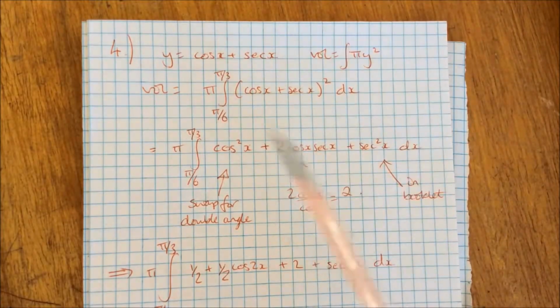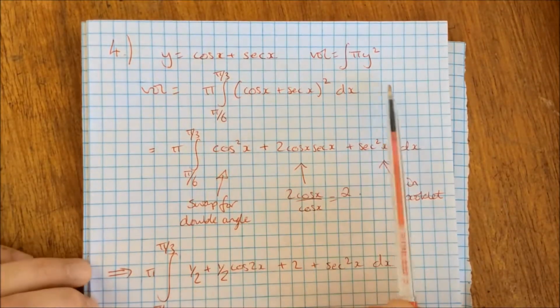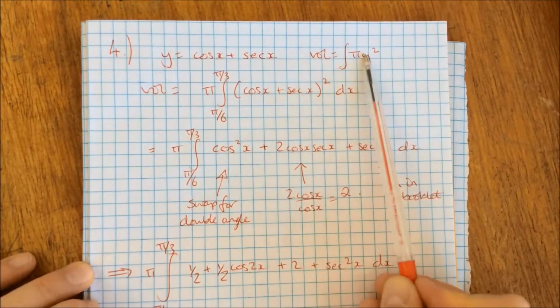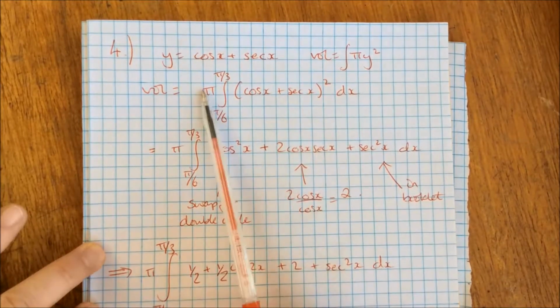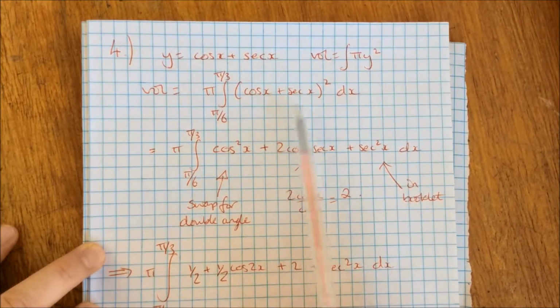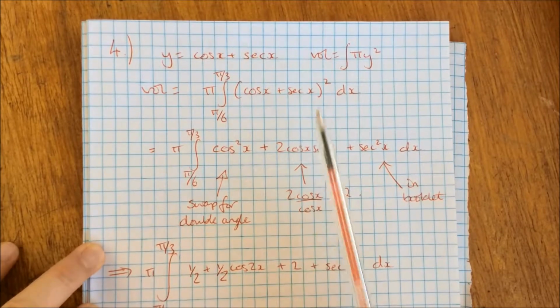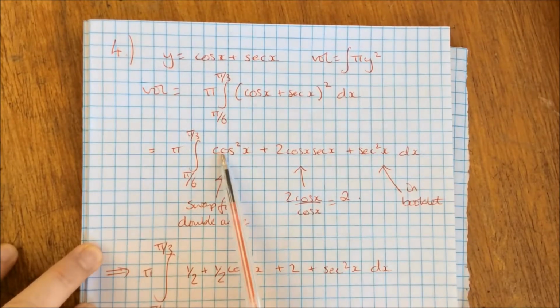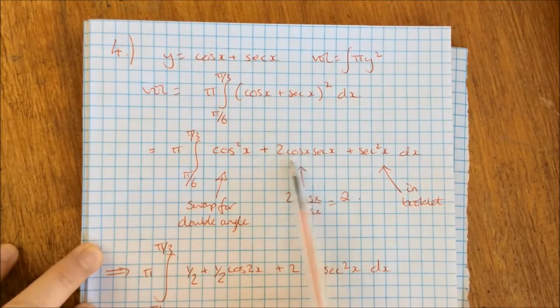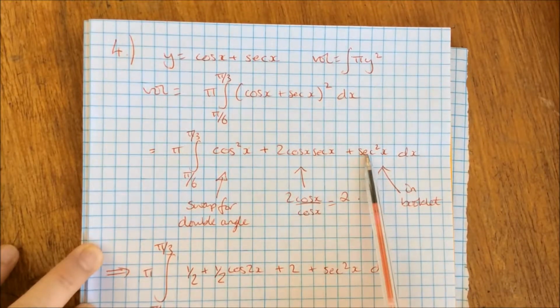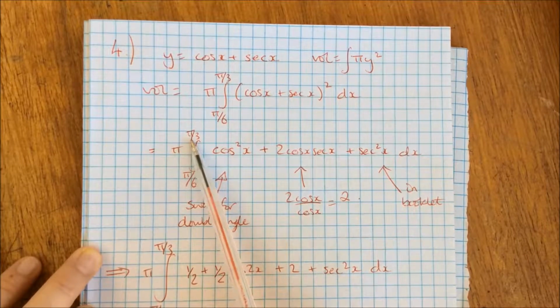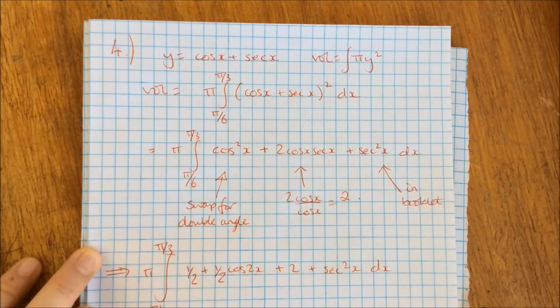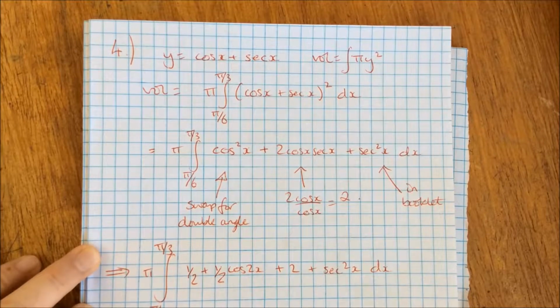So, as normal, we know we need to square the y equals function. The volume is the integral of pi y squared. Don't forget to check these two things in brackets because it's a squared plus b squared plus 2ab, which a lot of candidates forget. So, that'll be cos squared x. That'll be 2 of the product of them, and that will be sec squared x. And we need to find the integral of that, bring pi outside. And the limits they tell us are pi over 3 and pi over 6. Make sure your calculator is in radians for this question.